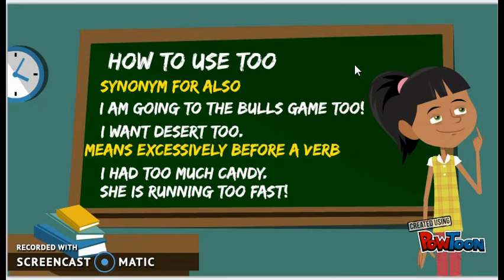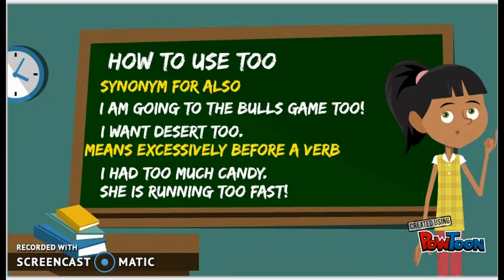Next example, I want dessert too. Again, replace it with also. If it makes sense, it works. I want dessert also. Perfect. The other way to use the word TOO is when you mean excessively. For example, I had too much candy. So I had an excessive amount of candy. Makes sense. Last one, she is running too fast. Again, excessively, right there.